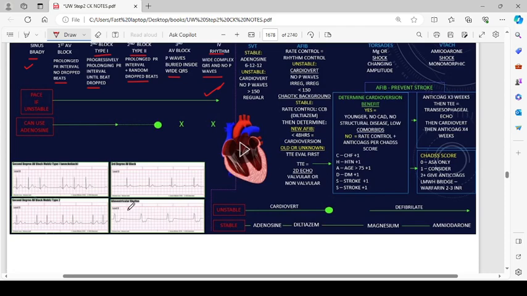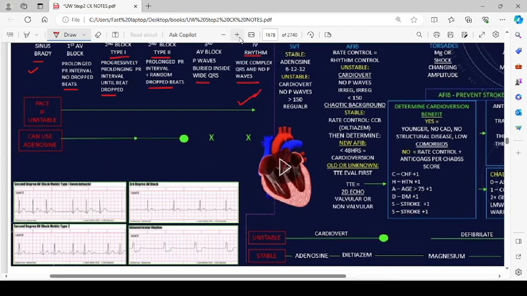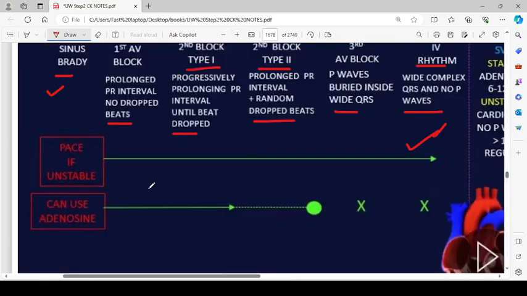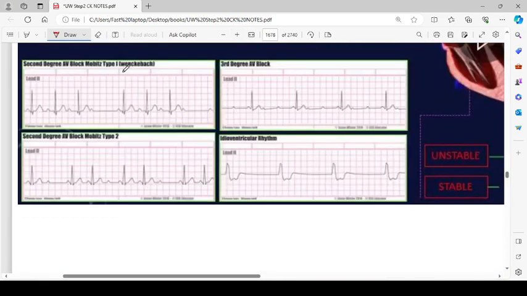Now here is a picture about the heart blocks. For that I have to zoom it in. This is second degree AV block, Mobitz type 1. In Mobitz type 1, the PR starts prolonging at a regular interval until a beat is dropped. So this is the PR interval. As you can see, this PR is smaller, then it became larger here, still longer here, and then a beat is dropped, and again the PR starts progressively enlarging and a beat is dropped. This is type 1, Mobitz type 1 or Wenckebach heart block.